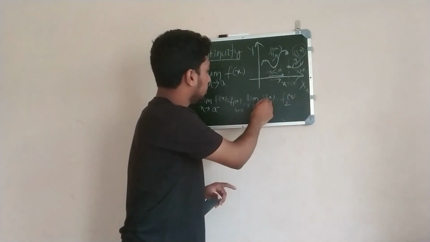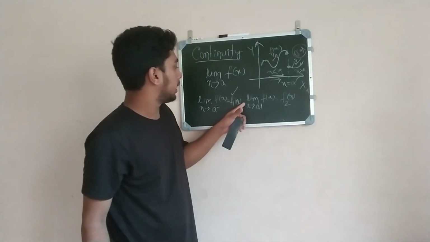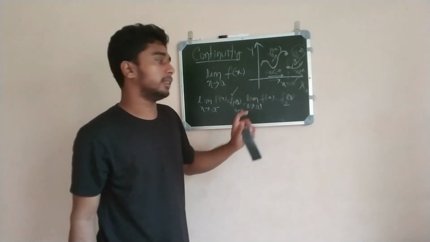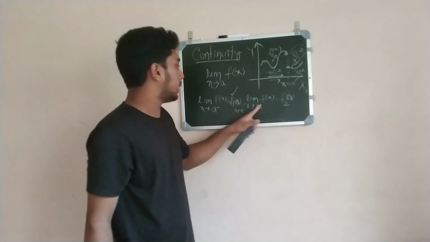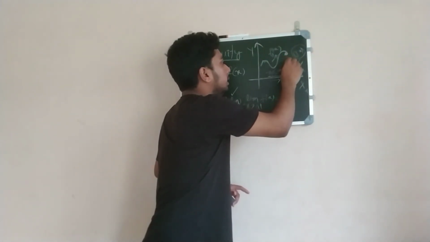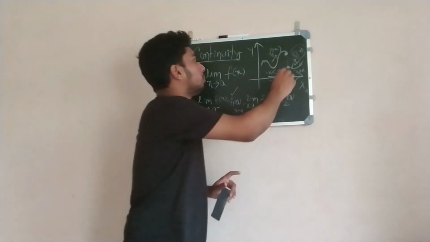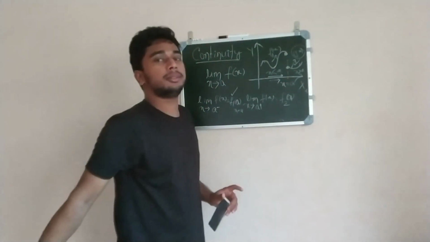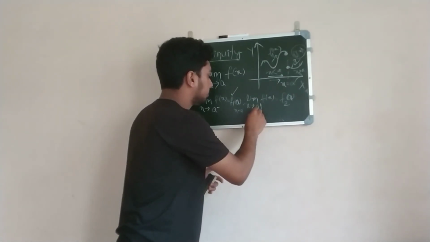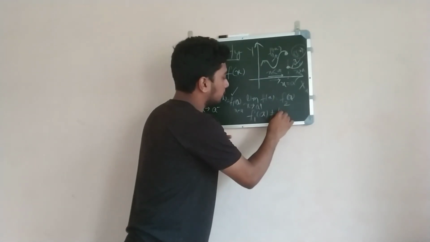So I found that this is f1. Instead of x, I will write a. Here I will also replace x by a. So this is f2(a) and this is f1(a). And here I can see that these two points, this point and this point, are different. So I can write that f1(a) is not equal to f2(a).